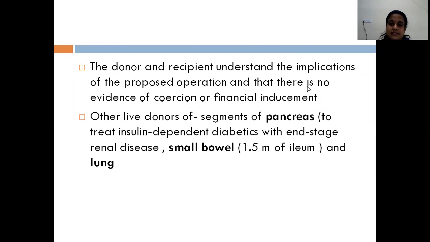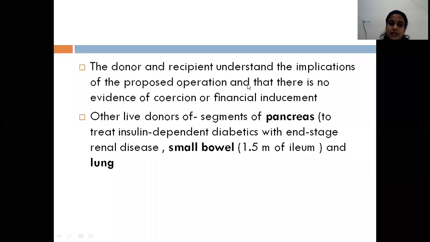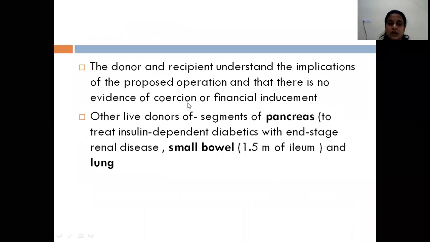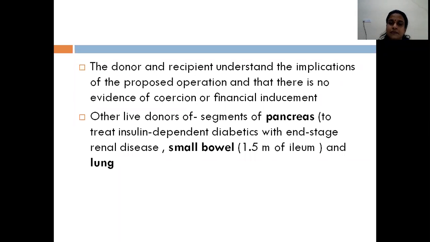Both the donor and the recipient should understand the implications of the proposed operation, and there should be no evidence of coercion or financial inducement. That is, the donor is not forced to donate his organ, either by force or by bribery. That should not be there. You should compulsorily ensure that.